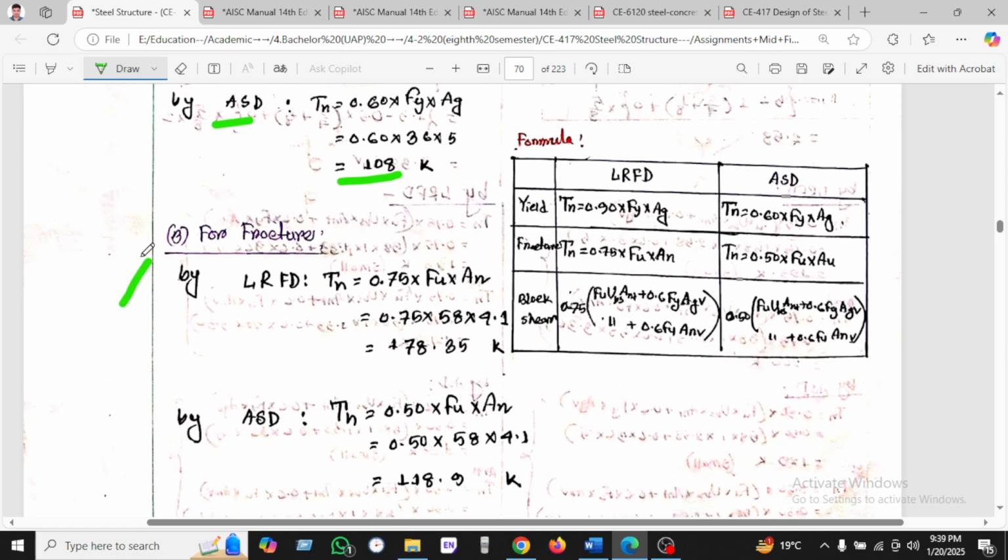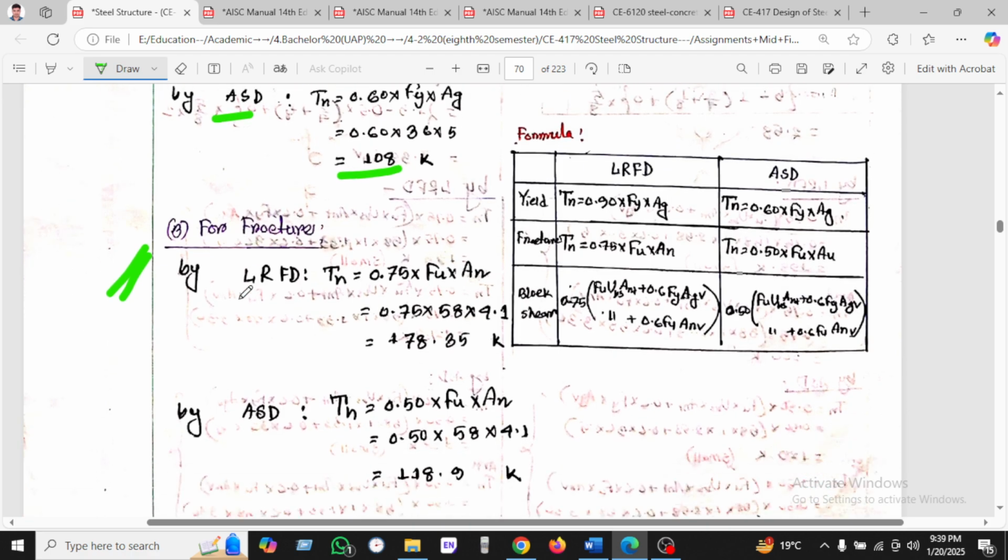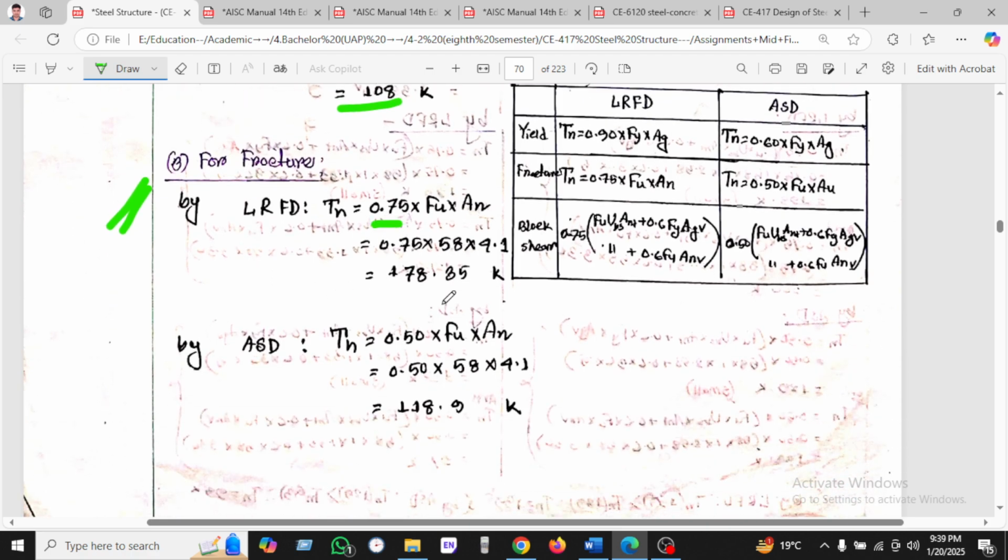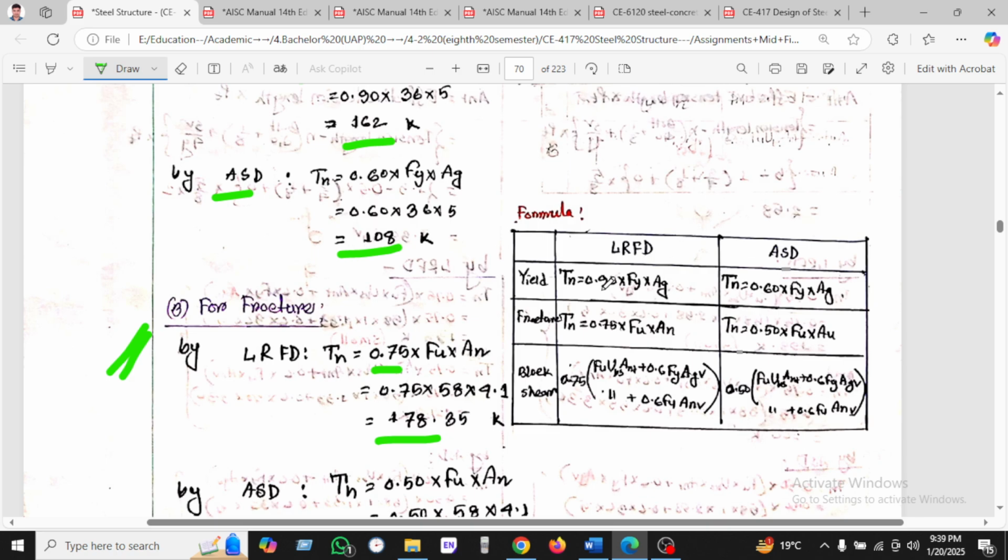For fracture, we are considering the fracture. We have used 0.7 and found 178 and 118. So here is the formula using ASD and LRFD for yield, fracture, and block shear.